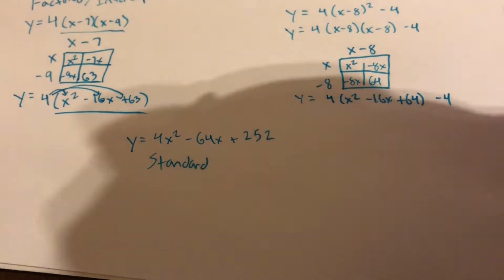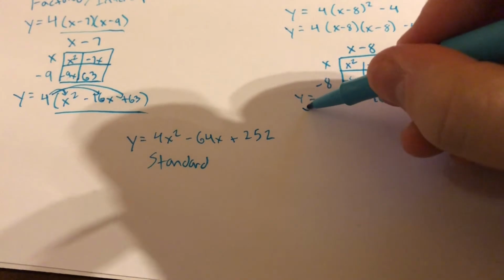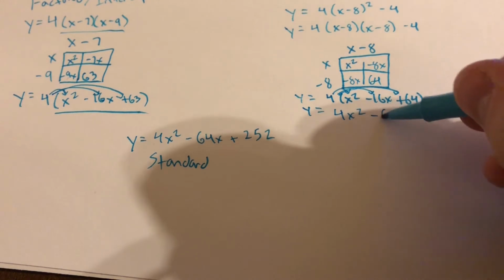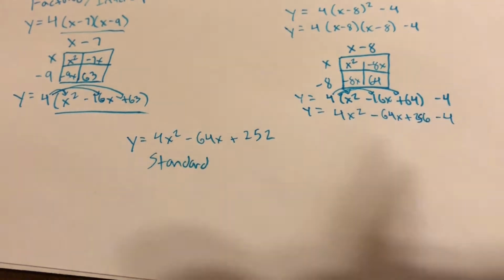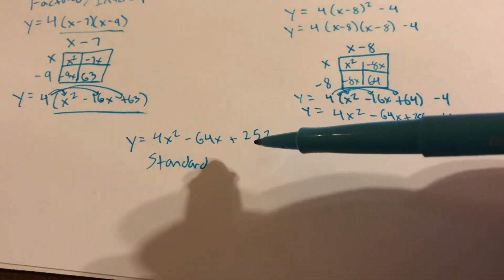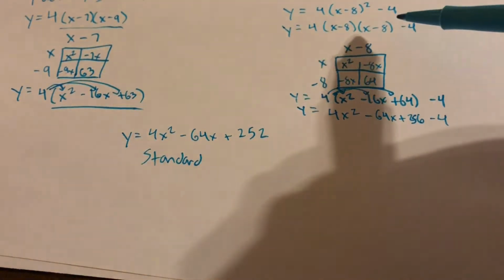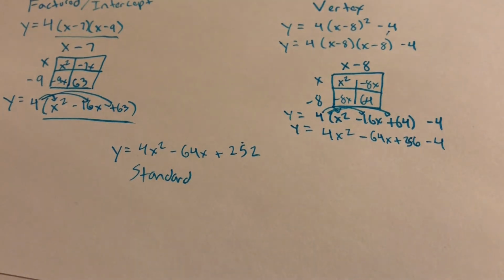Now we've got to set it up just like over there where we can distribute the 4 to get y equals 4x squared minus 64x plus 256, minus 4. When we subtract 4 here, this is going to get us the same equation we got in standard form over here. So all 3 of these forms are equivalent, and they also are reflective of the same graph.